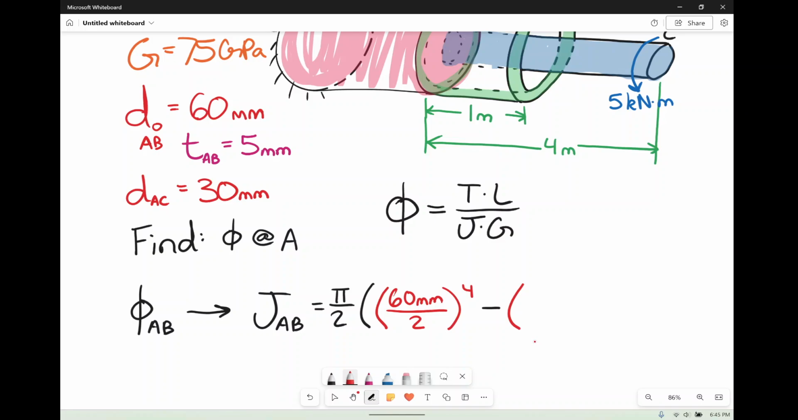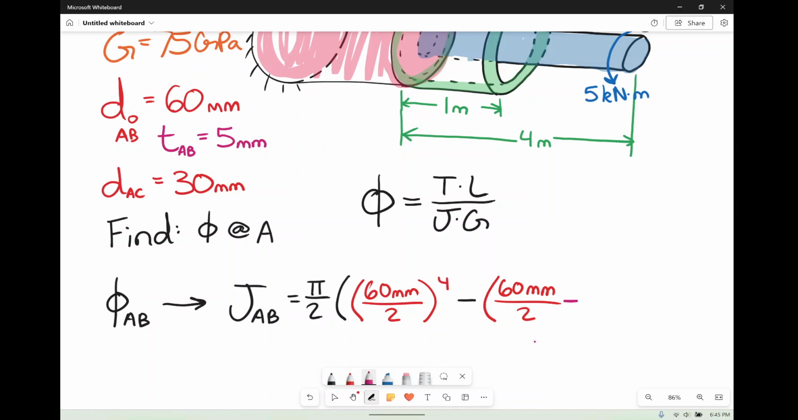Now the inside radius is going to be the outside of 60 millimeters, divided by 2. That's the outside radius now. However, now we're going to minus off our thickness of 5 millimeters. That to the 4th, and that is J.